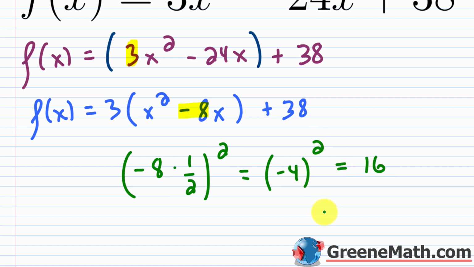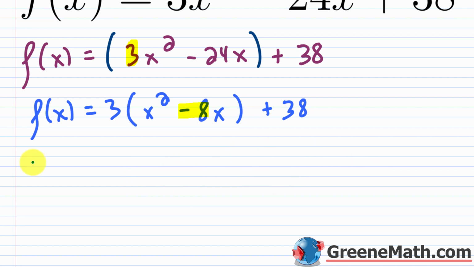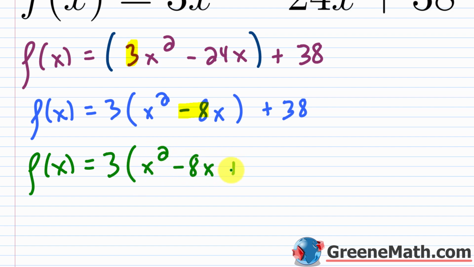So this is the tricky part. Because we're working inside of the parentheses here, we're just going to add it and subtract it inside the parentheses so that we don't end up doing something illegal. So let's go ahead and say that we have f of x is equal to 3 times the quantity x squared minus 8x plus 16 minus 16. So plus 16 minus 16 is 0. I have not done anything illegal. Then on the outside of the parentheses, I have plus 38.